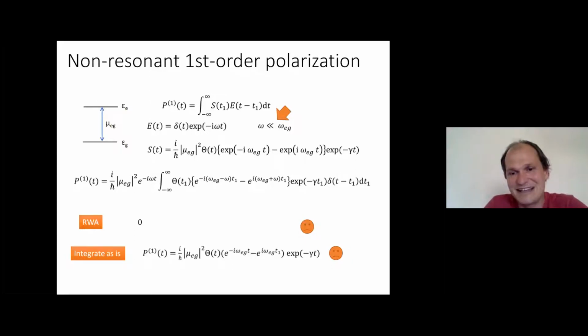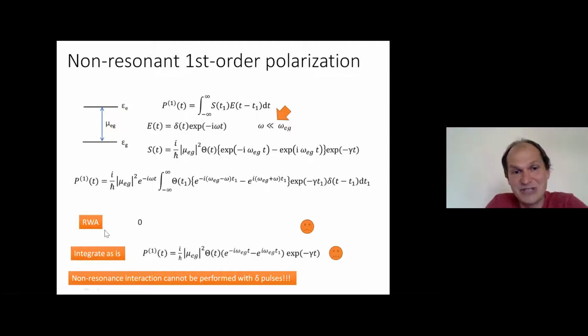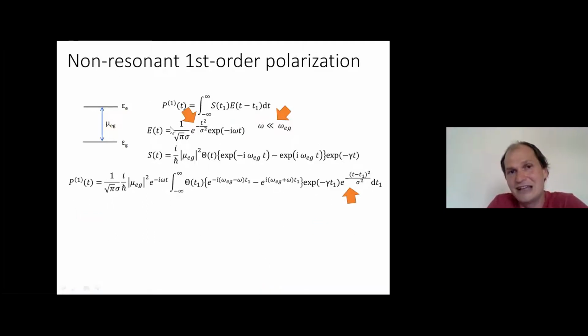The thing is, there is still a logical flaw in this consideration. The flaw is that if we use a delta pulse, it's very, very short in time. It means it's infinitely broad in the frequency domain. So it's resonant with any transition we want. So this is not the non-resonant case, and we cannot use it like this. Non-resonant interaction cannot be performed with delta pulses. It's inherently an effect of finite pulses.